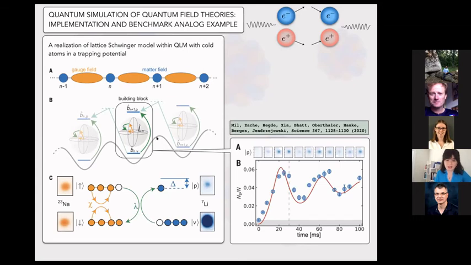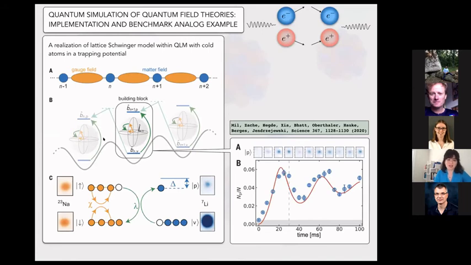And then in the next step, I imagine, and I think that Philipp Hauke from Trento was involved in this work, presumably the next step is to really scale up the system and be able to make correlations between the different trapping potentials.